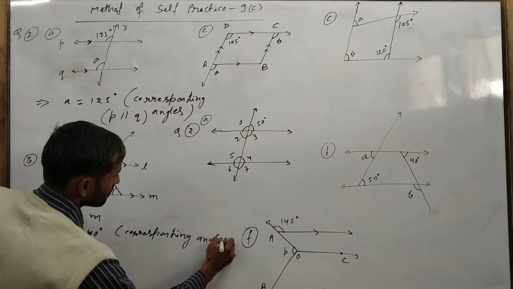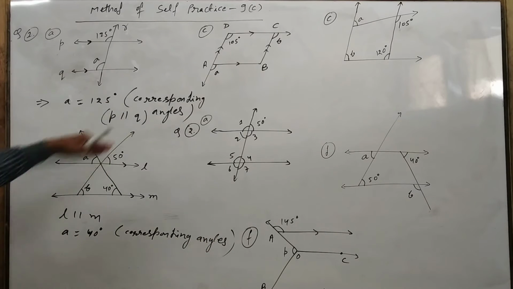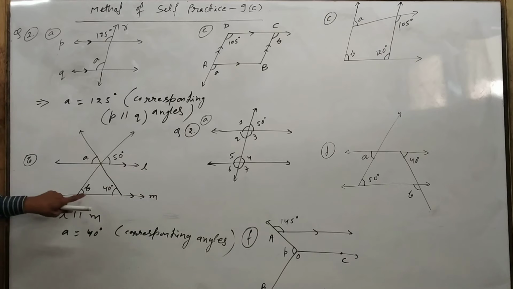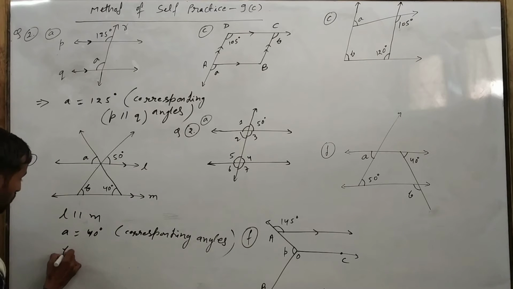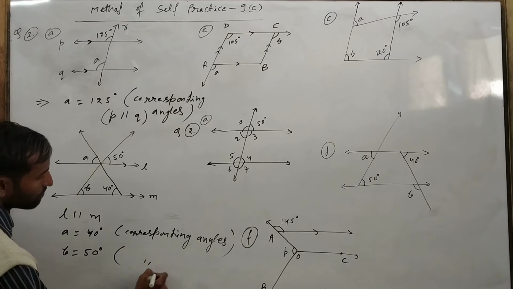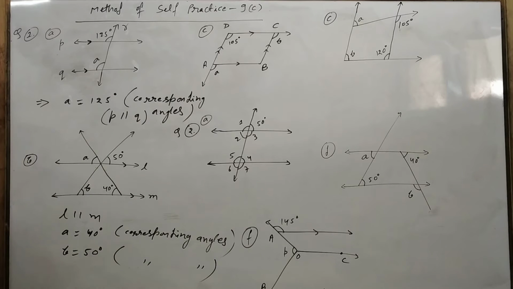This is the answer. Next one, on this side, this line is parallel, so B is equal to 50 degrees. Again, the reason will be the same, corresponding angles. So the value of A is 40 degrees, and the value of B is 50 degrees.